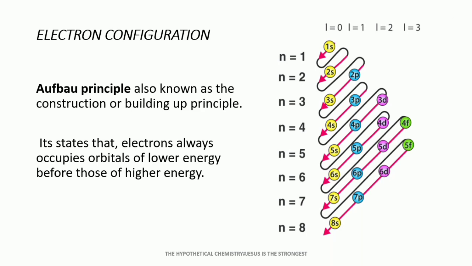All right, let's proceed. So what this principle is saying is that the orbital with the least energy is the 1s orbital, then the 2s. So as you move from the 1s downward, from the 1s to 2s, then from the 2s you move to the 2p, from 2p you move to 3s, from 3s you follow the arrow, you move to what?